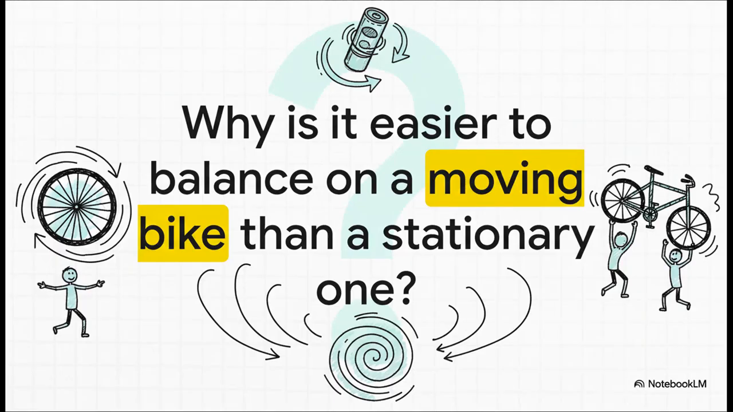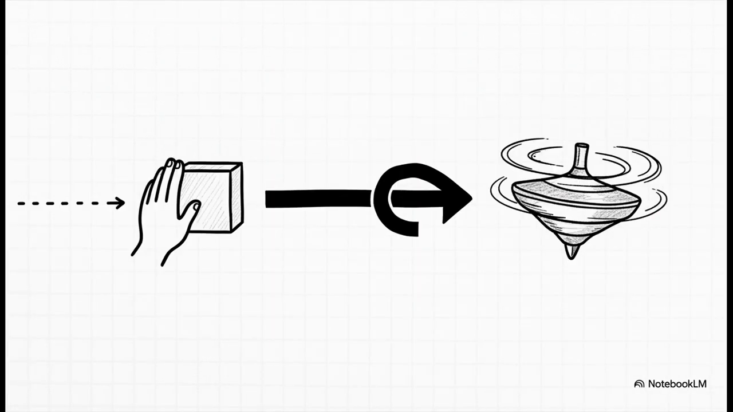We've all been there, right? Trying to balance on a bike that's standing still feels completely impossible. But the second you start moving, it becomes stable, almost effortless. What's going on there? Well, the answer to that bike puzzle and the secret behind the ice skater, it's all wrapped up in the physics of spin.